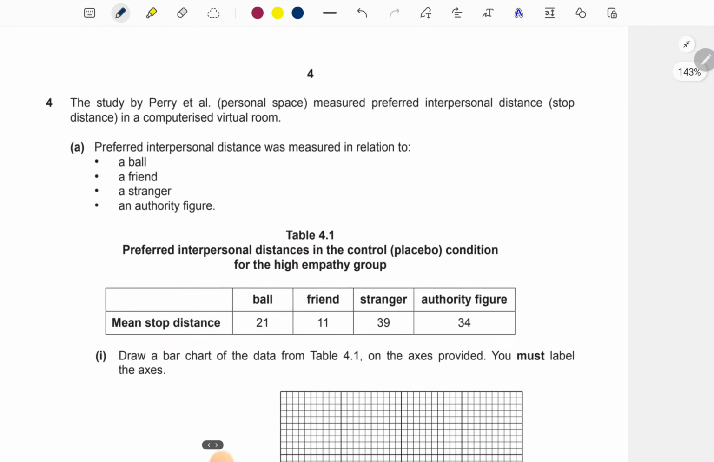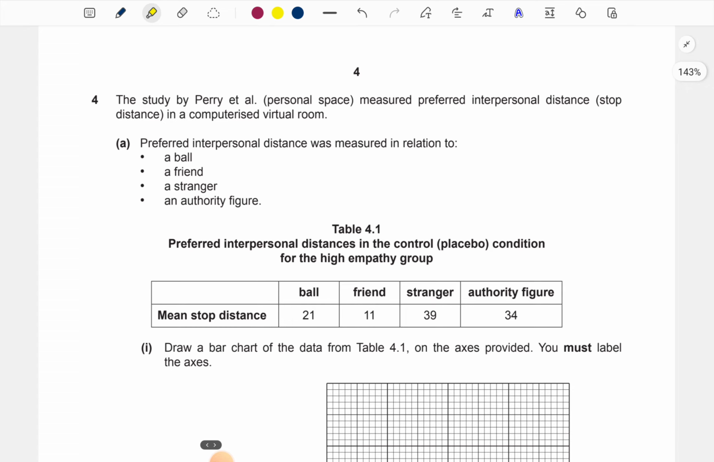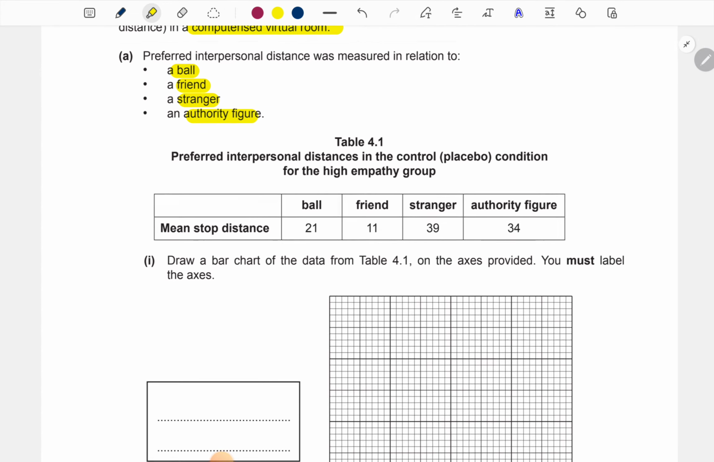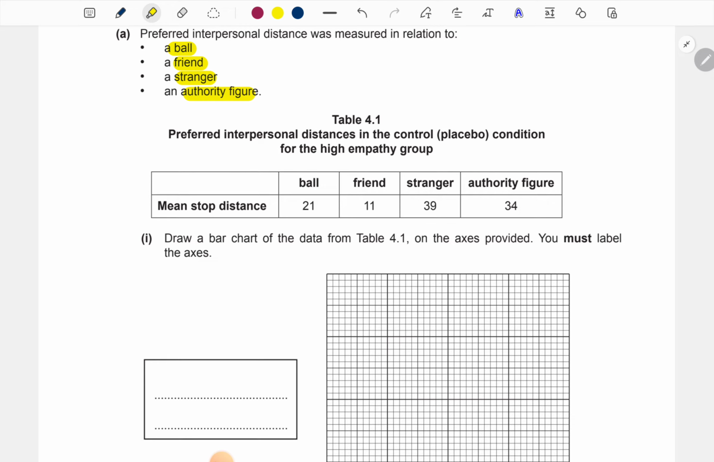The next question is on the study by Perry et al. Perry et al. measured preferred interpersonal distance in a computerized virtual room. Preferred interpersonal distance was measured in relation to ball, friend, stranger, authority figure. As you know, there were 4 protagonists in the study. Then they've given the preferred interpersonal distances in the control condition for the high empathy group. For each of the protagonists, they have given the mean stop distance. That is when the participant stopped the figure on the screen, at what distance.